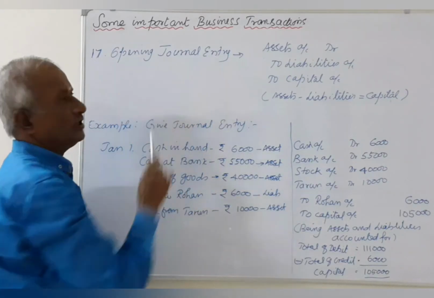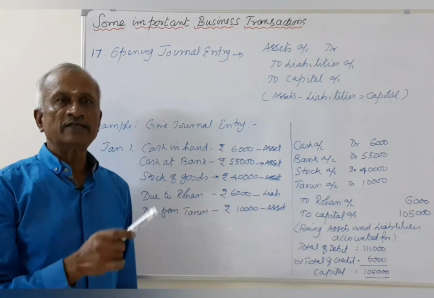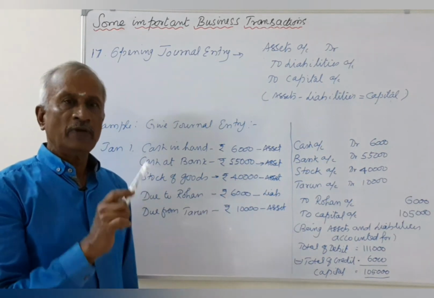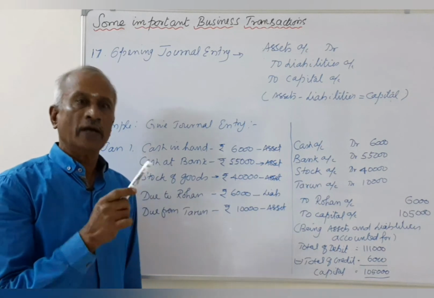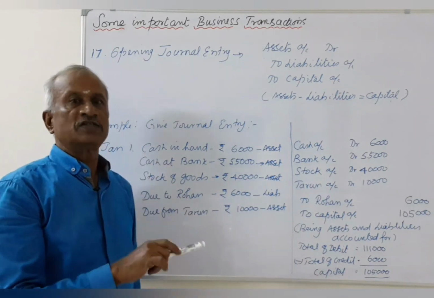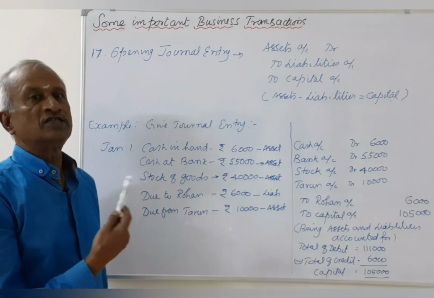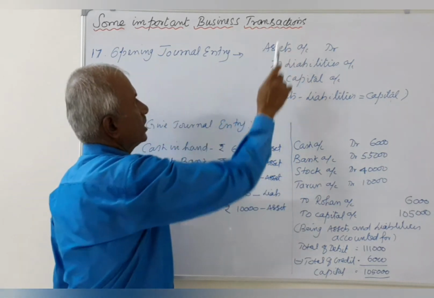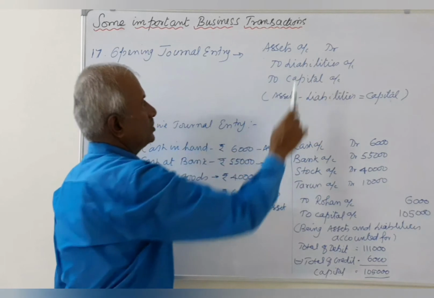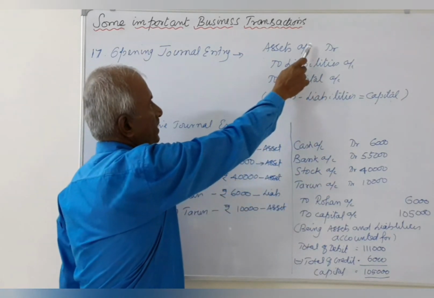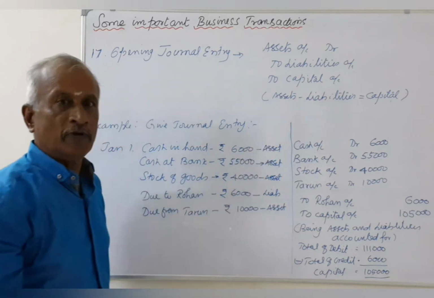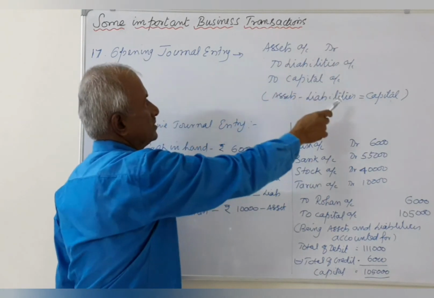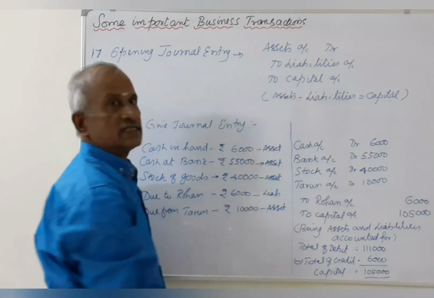Last one, opening journal entry. In the case of existing business, opening journal entry is made at the beginning of the accounting period to bring into account the balances of assets and liabilities related to the preceding period. In that case, all assets accounts are debited, all liabilities are credited, and the difference between the assets and liabilities is taken as the capital of the business. So assets account debtor, to liabilities, and the difference between the two is taken as capital.